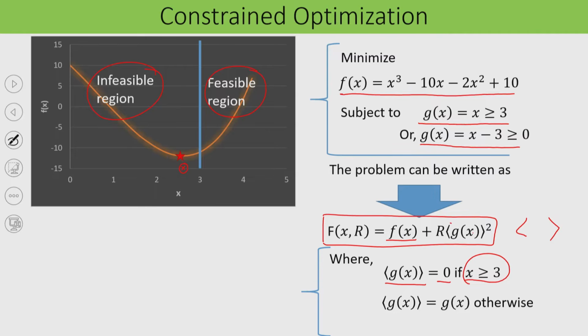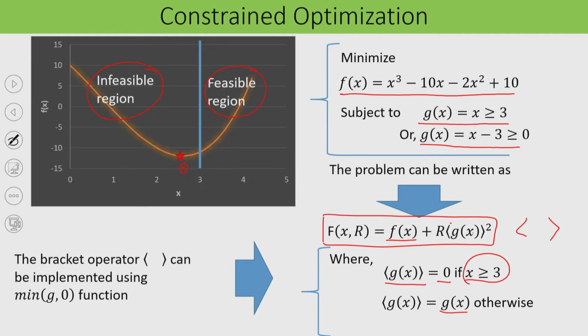Now, otherwise, that means if it is in the infeasible region, the bracket operator will give you your z(x) value. So, that is the function of this bracket operator. I can implement this bracket operator using the min function. So, the bracket operator can be implemented using the min function.